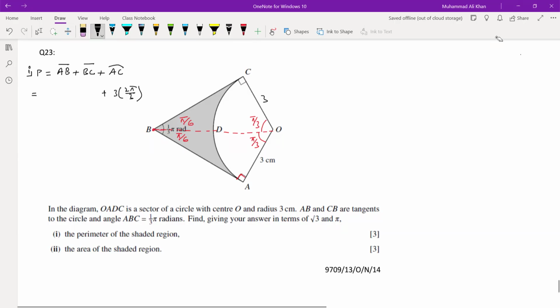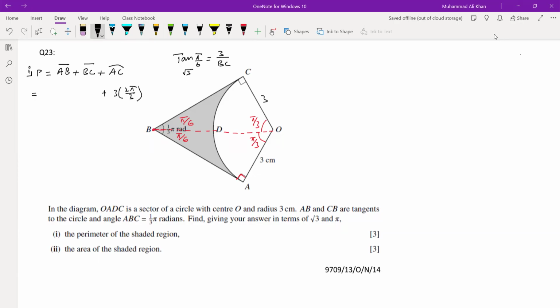I'm using tan pi by 6 is equal to opposite 3 over adjacent is BC. So what is BC? It is 3 divided by tan pi by 6. What is tan pi by 6? Tan pi by 6 is under root 3 upon 3.